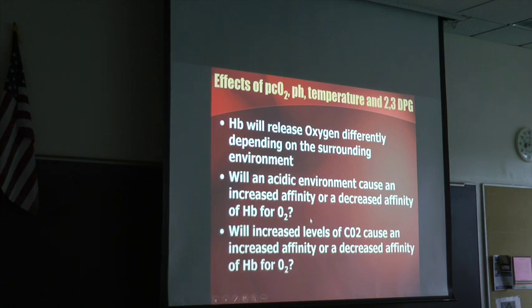Next bullet: will an acidic environment cause an increased affinity or a decreased affinity of hemoglobin for oxygen? An acidic environment means the pH drops below normal in the blood. If you want to put that in parentheses or make yourself a little note, acidic environment would be a low pH in the blood.